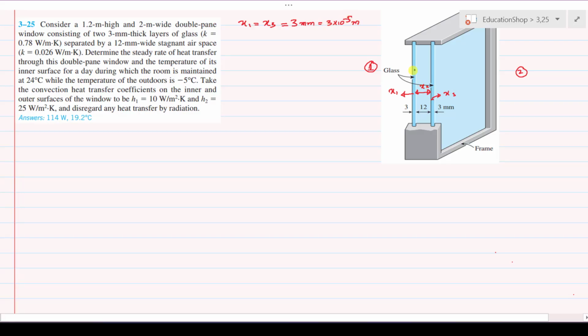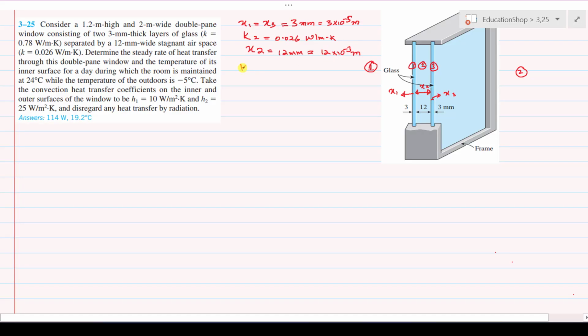The thickness between these two glass is x2, and in between these two glass the stagnant air is provided, whose thermal conductivity is 0.026 watt per meter Kelvin. This is, let's say, the first layer, this is the second layer, this is the third layer. The thermal conductivity of the second layer is 0.026 watt per meter Kelvin, and its thickness is x2, that is 12 millimeter, or in other words 12 multiplied by 10 to the power minus 3 meter.